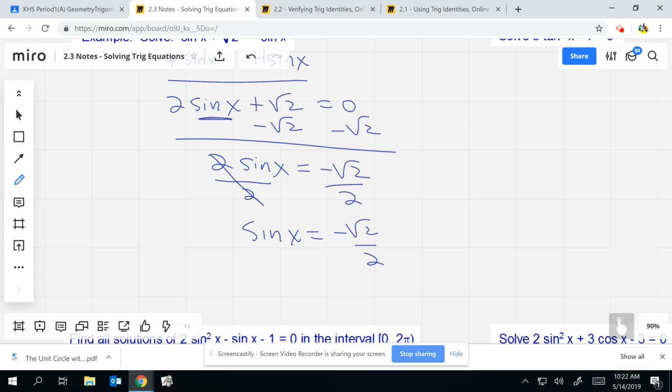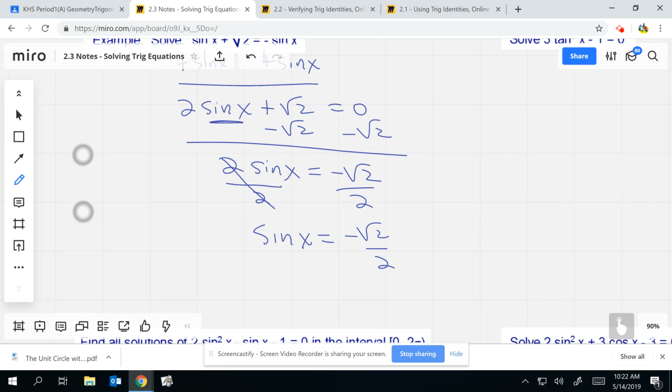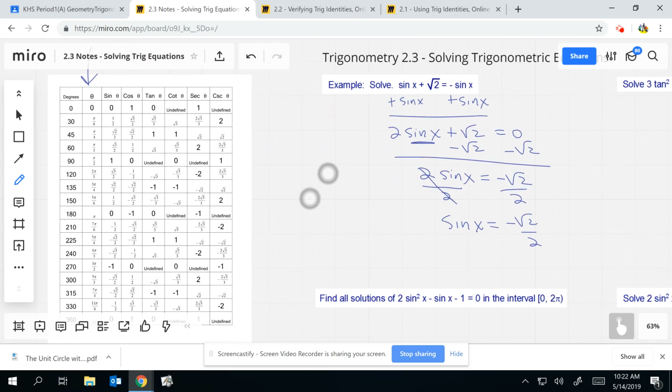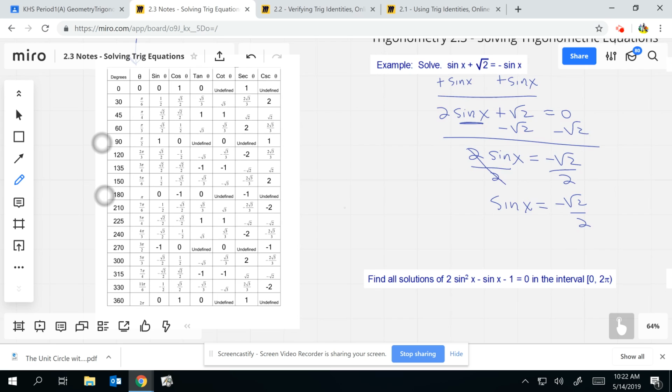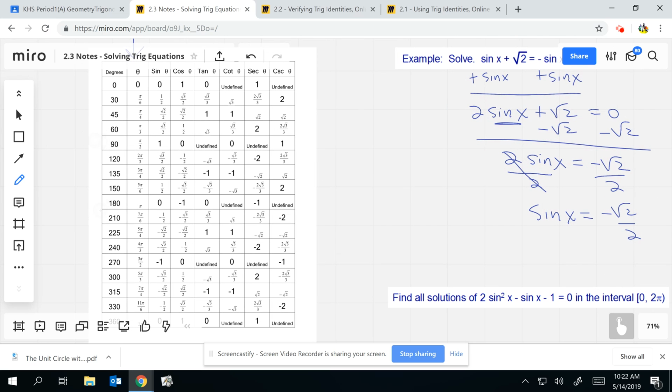This is where your chart comes in. You're going to need to look at your chart and find out where the sine is negative radical 2 over 2. Where is it negative radical 2 over 2? I'm looking down the sine column, and negative radical 2 over 2 shows up right here. Also down the sine column, there's another one down here. So we're going to need to list all possible answers.